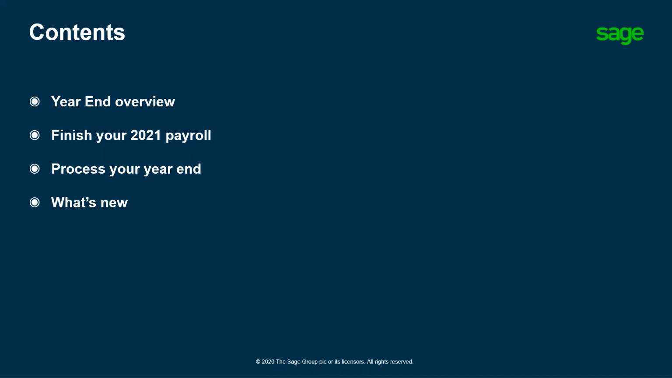We'll talk about extra pay periods and finalising 2021. This is to make sure that you have completed everything that you need to before moving on to your year-end and into 2022. I will then demo your year-end process in Sage Payroll, and at the end of the webinar, we'll go through any legislation changes you should be aware of.